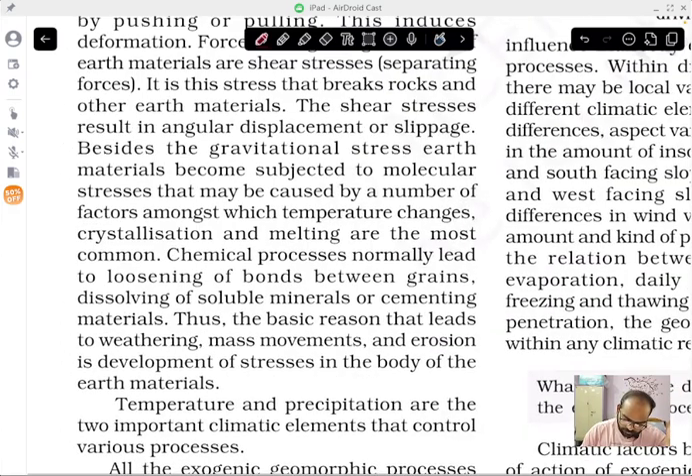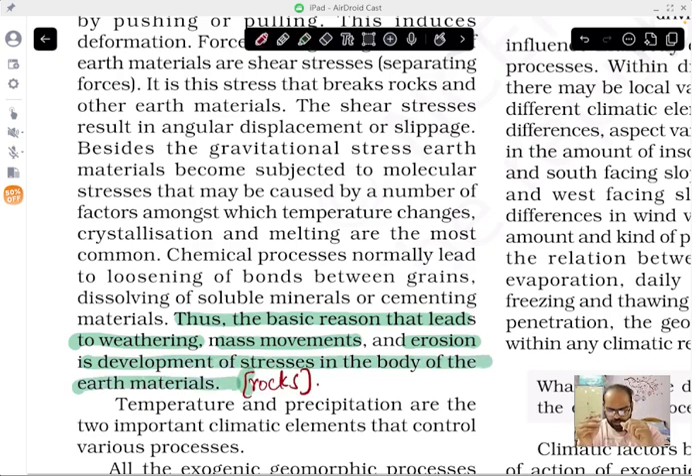See, the basic reason that leads to weathering, mass movement and erosion is the development of stress in the body of the earth materials. The body of the earth material is nothing but rocks. Earth materials are nothing but rocks. So the basic reason is the development of stress on the rocks.